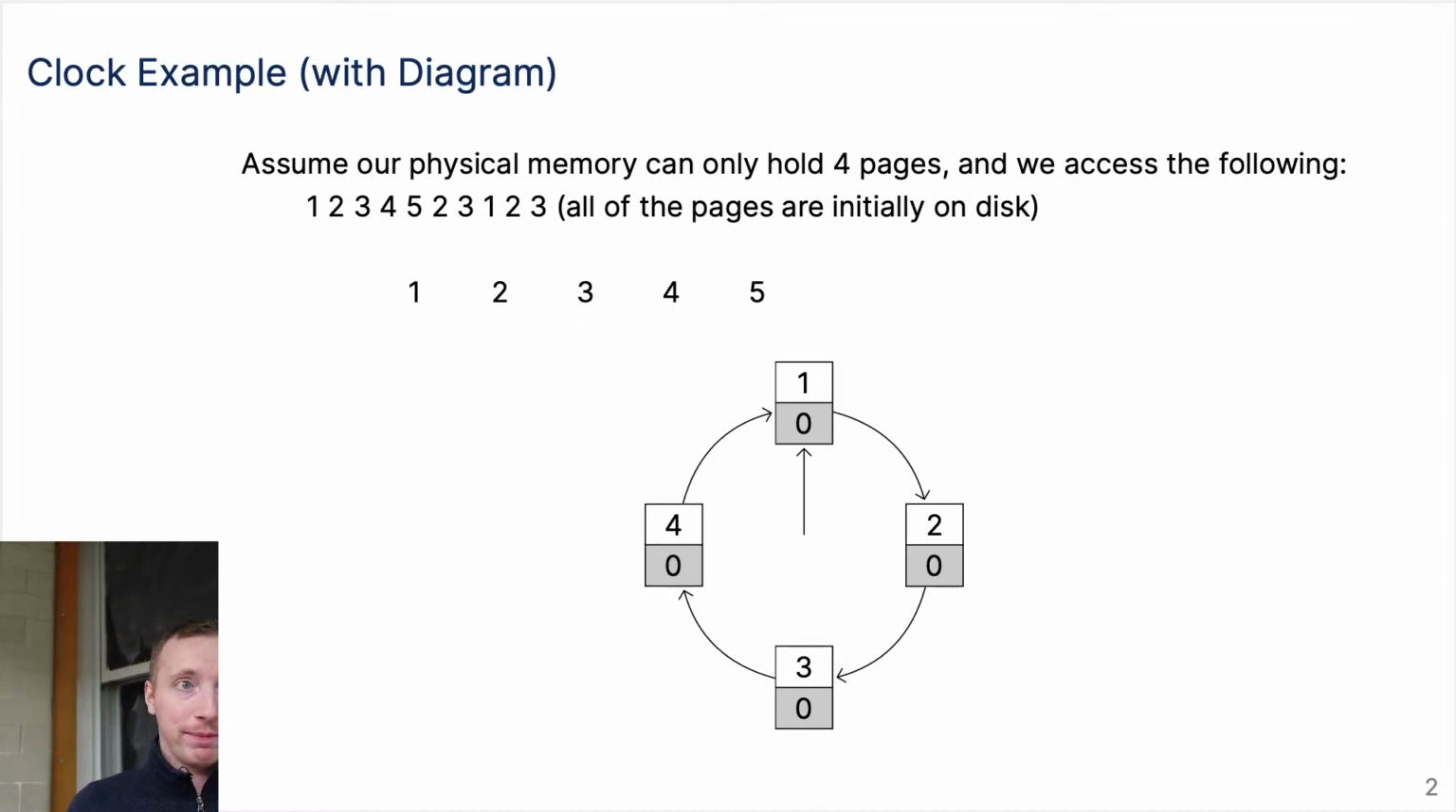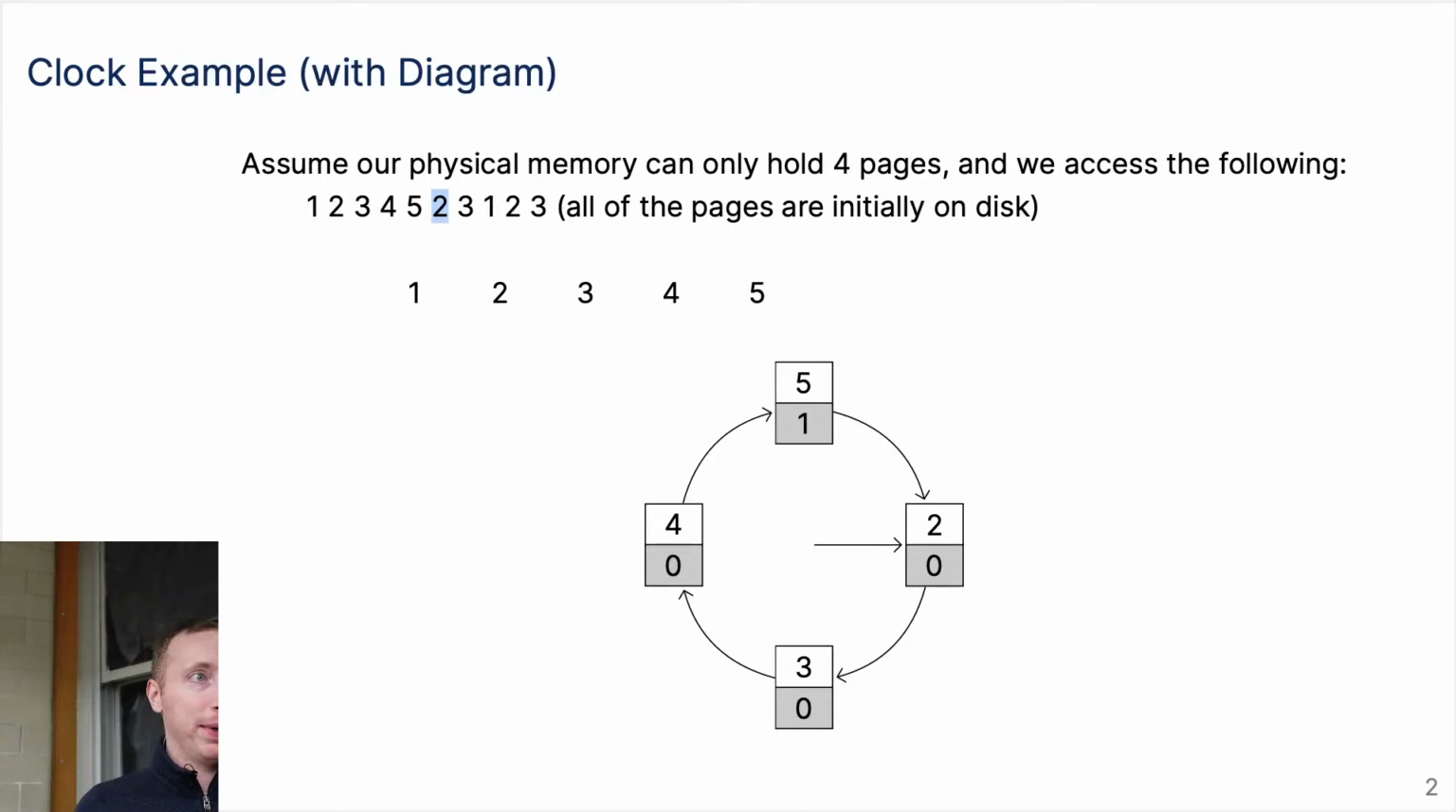Now, at this point, it's pointing at a location where the reference bit is 0, so we can replace it. So we would replace page 1. We would swap it out with page 5, set its reference bit as 0, and then advance the hand. So our clock would look like this right after our access to page 5. Now we would access page 2.